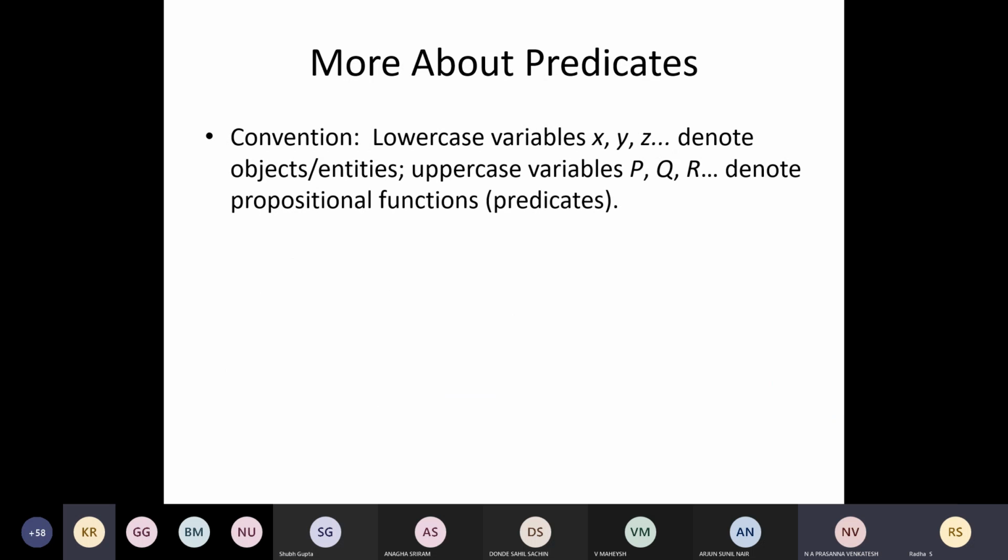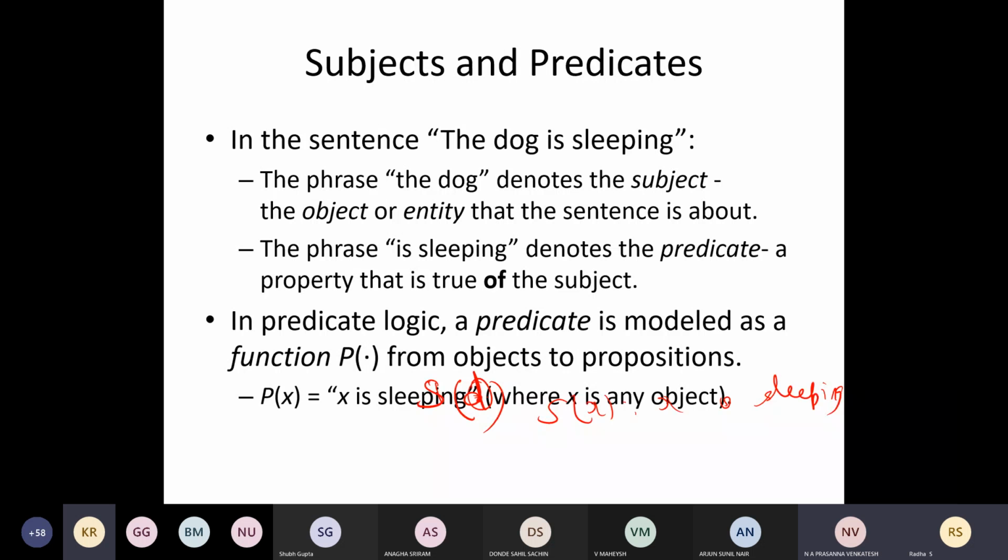Lowercase variables denote objects. Uppercase variables denote the propositional. Here, uppercase. Can you see capital P of X we are using? There we simply use P. To say dog is sleeping, we use P. Dog is sleeping. We write like this, right? So we can write like this.